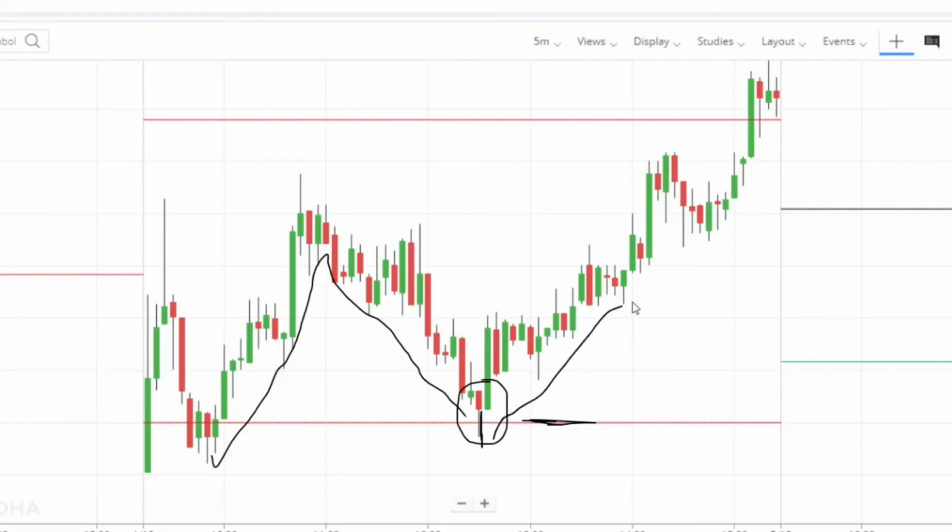So after that you can see a wonderful big upside move. You would have kept your stop loss here, you would have entered somewhere here, and you would have taken profit so big. You can see a 1:3 profit ratio here. So this is how you can trade the pin bar.